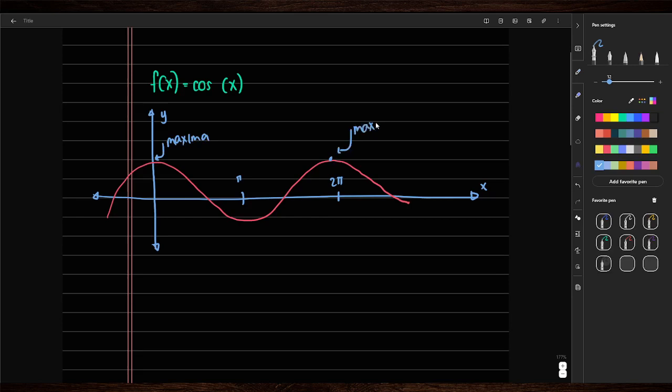Although these values are just the same, it is a trigonometric function, so it is just a repeating graph.